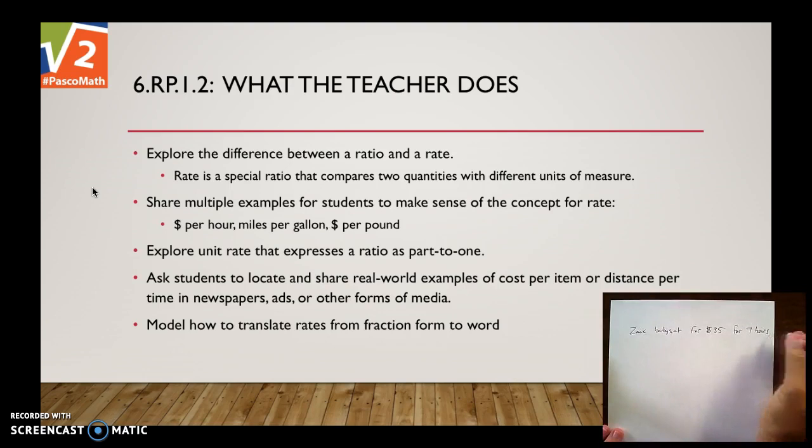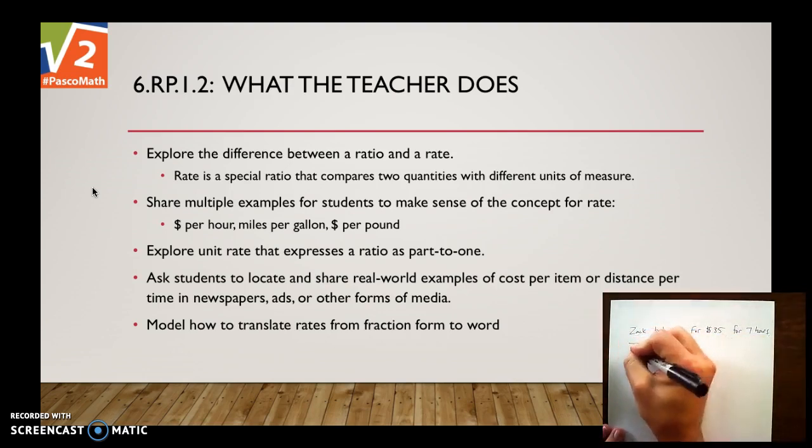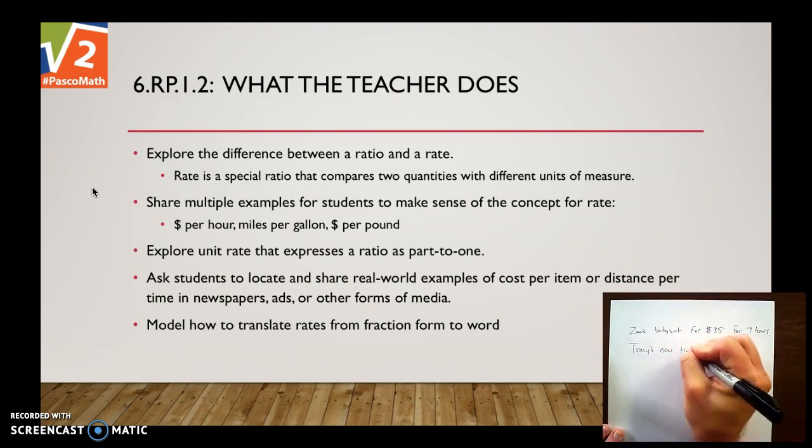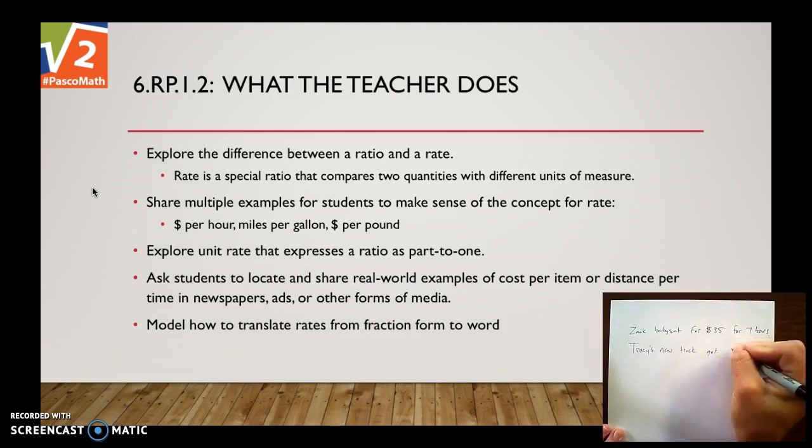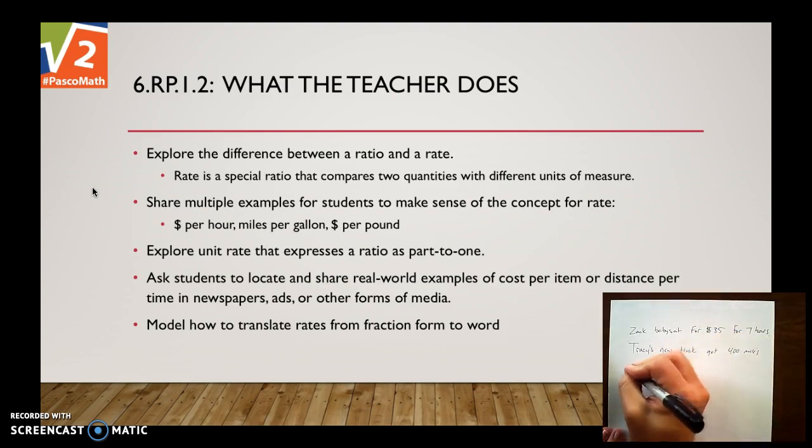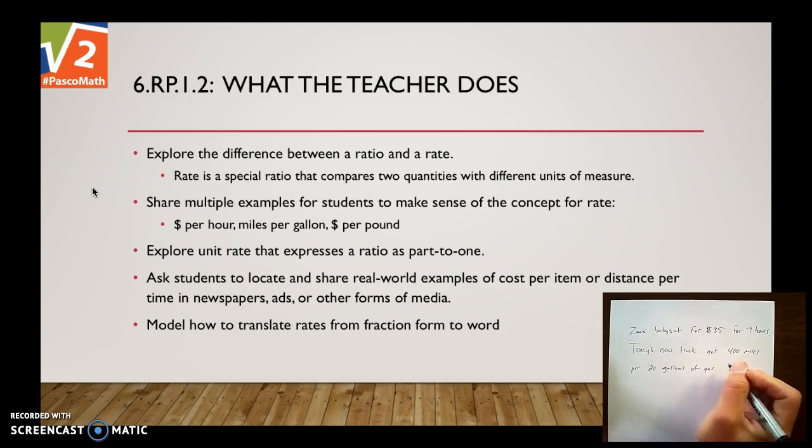We also could have a different one. We could say Tracy's new truck got 400 miles per 20 gallons of gas. And so we have some context here, and we can start to get at rates. So our $35 for 7 hours, our 400 miles per 20 gallons, and we want to move to unit rate that expresses a ratio as part to 1.